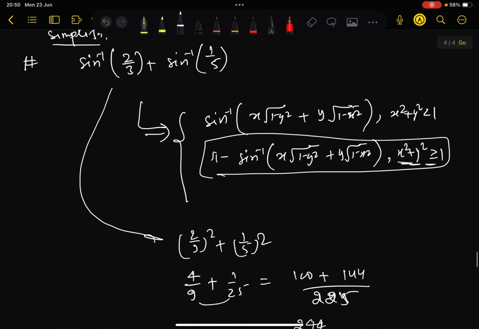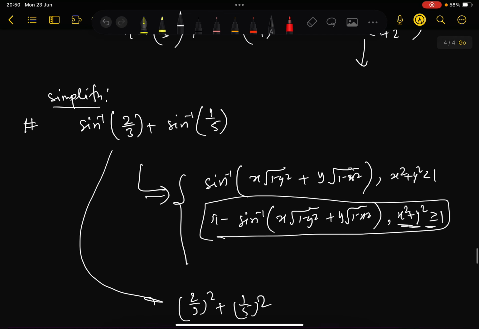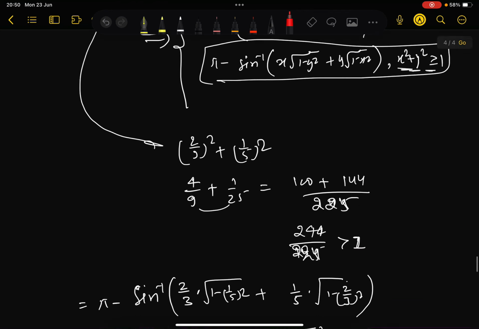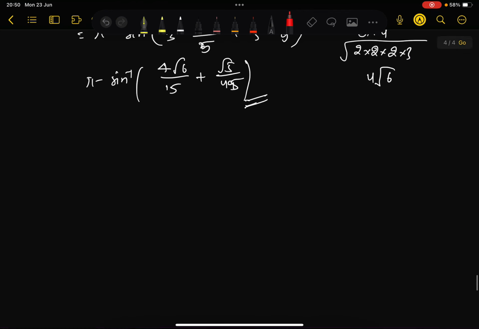So as you have seen here, we have to decide which formula to use according to the given conditions, and then we use the formula. Right, so let's solve one more question.